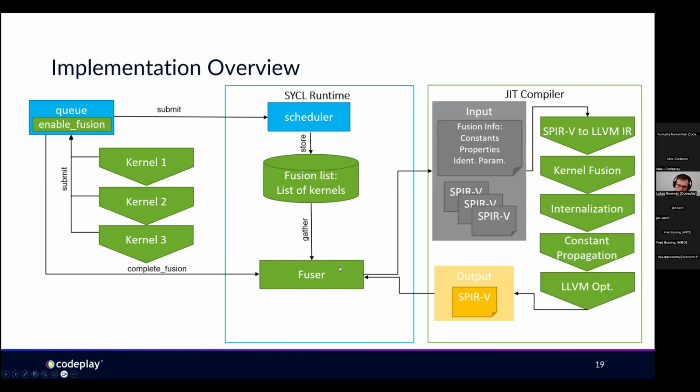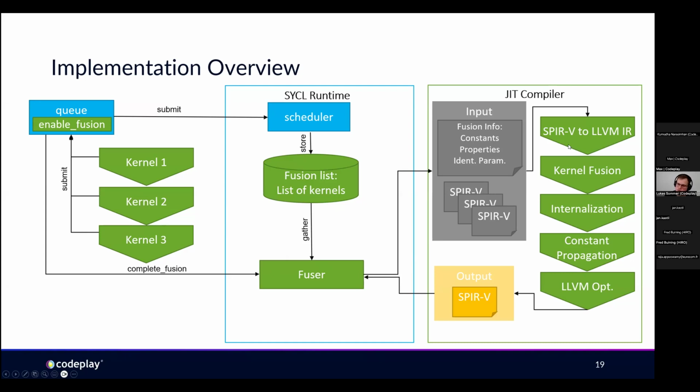So what happens here is that what we pass to the JIT compiler is SPIR-V if we're targeting an Intel GPU or an Intel CPU. If we're targeting NVIDIA GPUs or AMD GPUs, which are also both supported, the input format in this case would be LLVM IR. The additional info that we pass in is information about constants, about properties applied to your accessors, for example, and information about which parameters are identical, because that's something after you've submitted your kernels, the fuser can figure out just from the information that the SYCL runtime has.